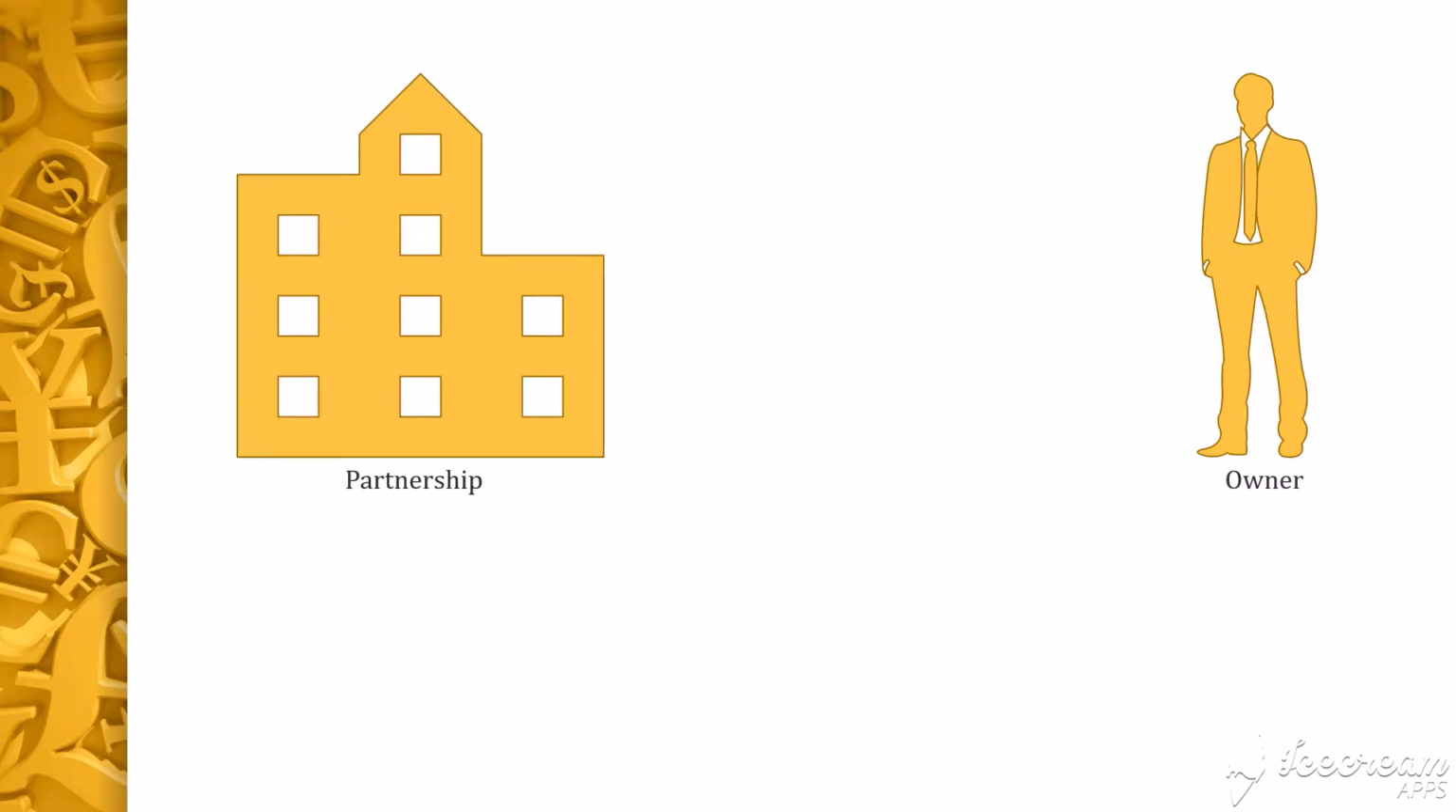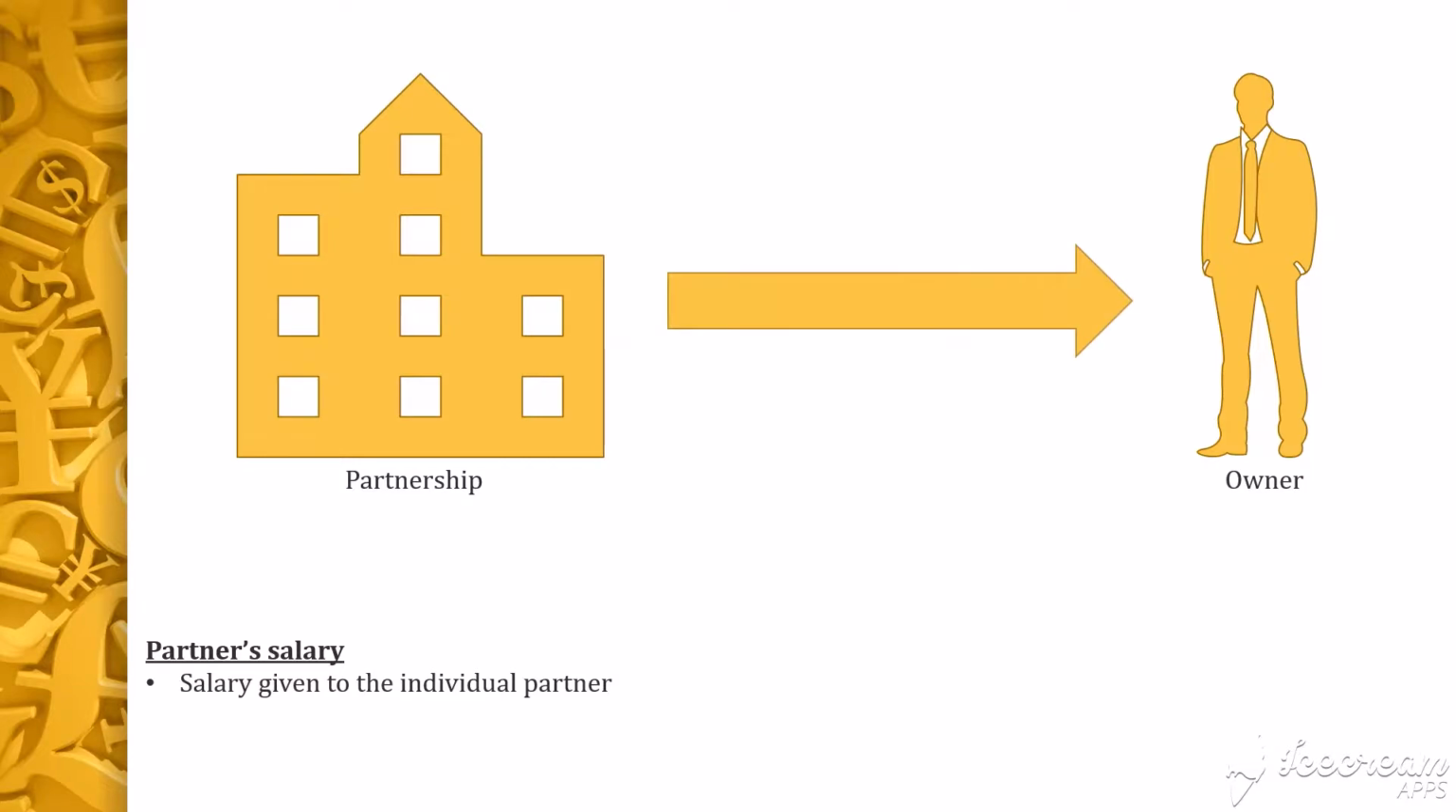Partner's salary, as the name suggests, is a salary given to the individual partners. This salary is often fixed and independent of the profit. Here, the partnership will pay the partners their salary based on the partnership agreement, so this represents an expense to the partnership. The individual partner, on the other hand, views this as an income since they are receiving a salary.